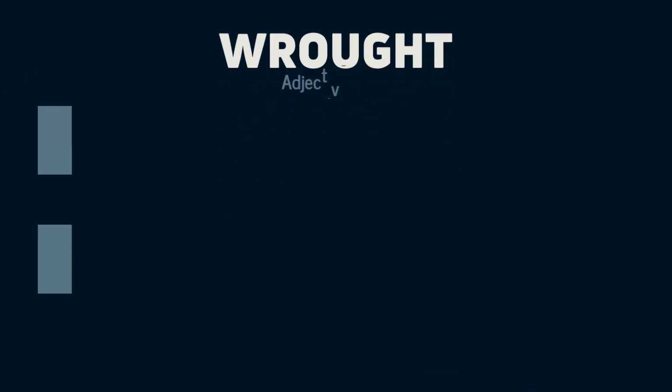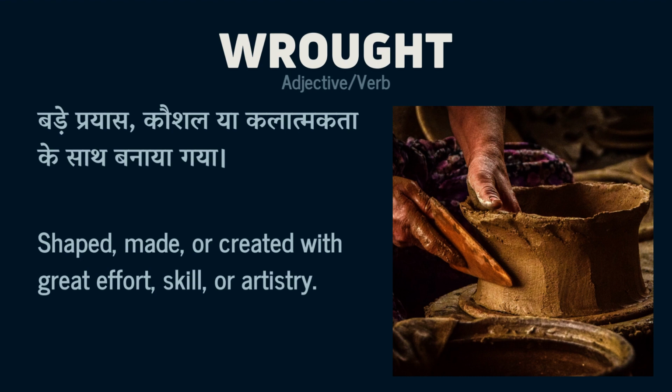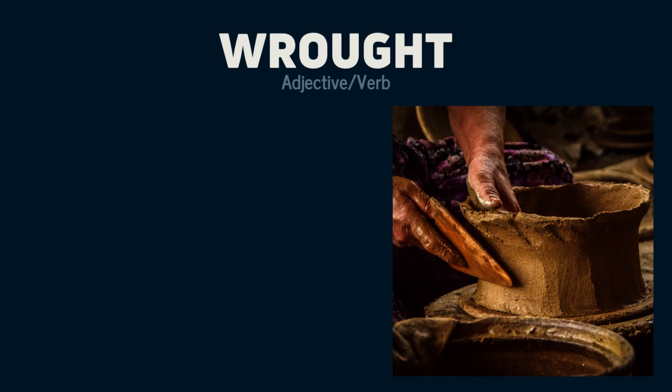Let's learn about wrought. This word can be both an adjective and a verb. As an adjective, it means something that is shaped, made, or created with great effort, skill, or artistry. यानी बड़े प्रयास, कौशल या कलात्मकता के साथ बनाया गया है. So, when something is wrought, it's skillfully crafted.